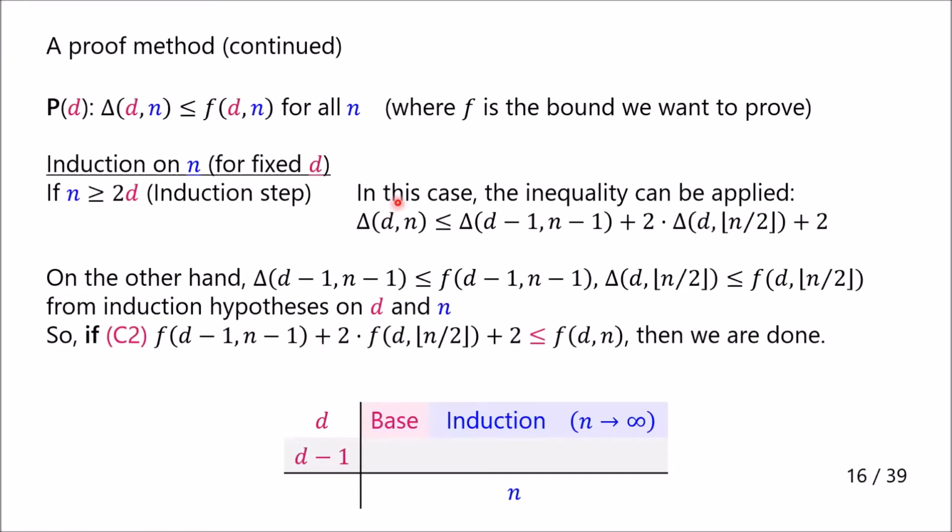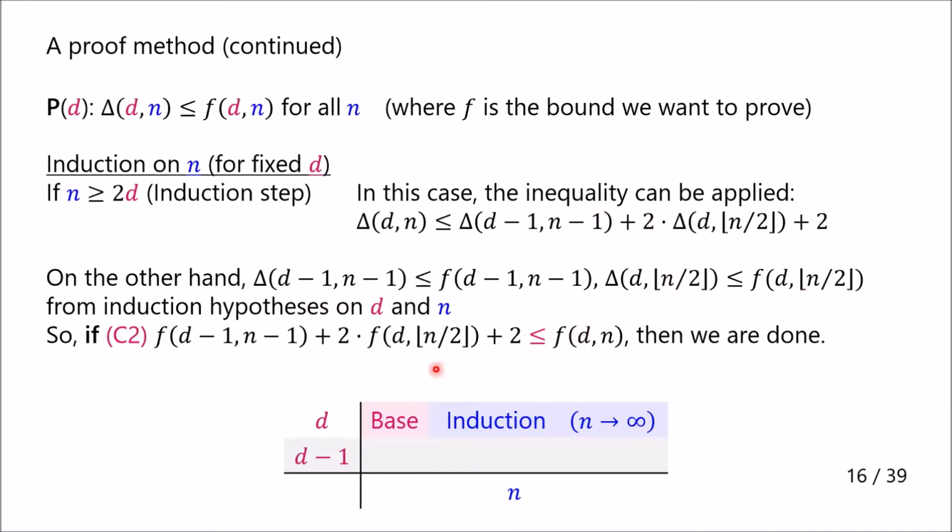Now let us consider the case when n is greater than or equal to 2 times d. In this case, we can apply the inequality of Kalai and Kleitman since the condition of the theorem is satisfied. On the other hand, we can assume that the desired inequalities between delta and f are satisfied for the cases d minus 1, n minus 1 and d, n over 2, from the induction hypothesis on d and the induction hypothesis on n.